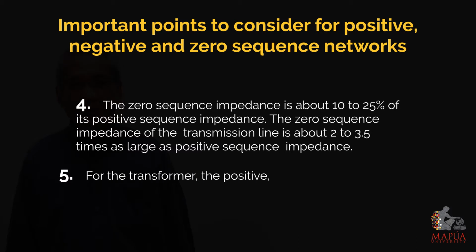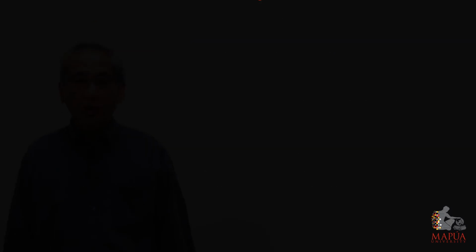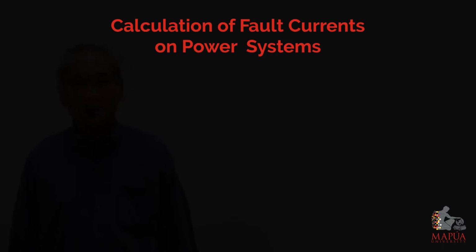And fifth, for the transformer, the positive, negative, and zero sequence impedances are all equal regardless of the type of transformer. Calculation of fault currents on power systems.